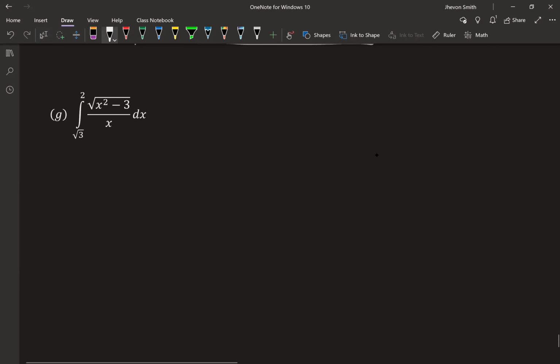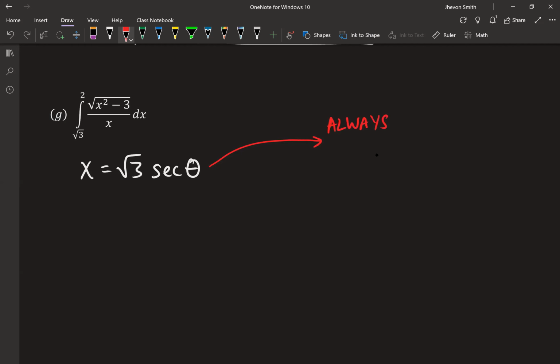I'm going to show you guys how to change the bounds here. So here, x equals the square root of 3 secant theta. You should be able to see that that is the correct substitution. Now, as I mentioned, always change the bounds when doing trig sub. How do you change the bounds? Well, you actually use the original equation.